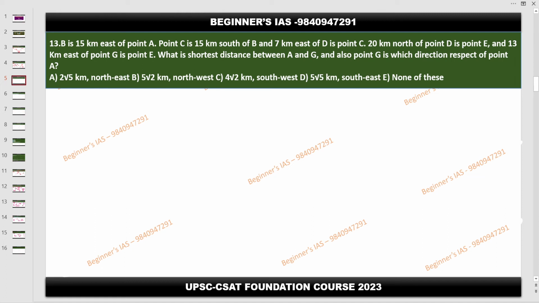To save your one attempt, CSAT is very important. I know many of you are good in general studies. I have seen many feedbacks. Crossing 110, 120, sir, but not able to cross 66. 1 year totally. So please take it sincerely.